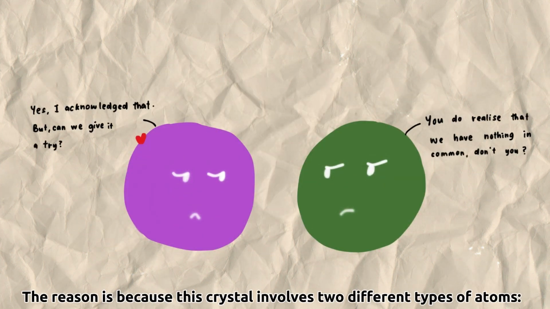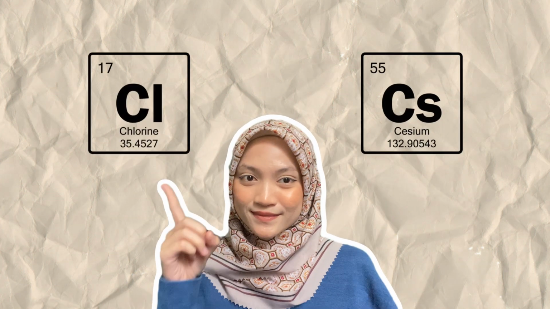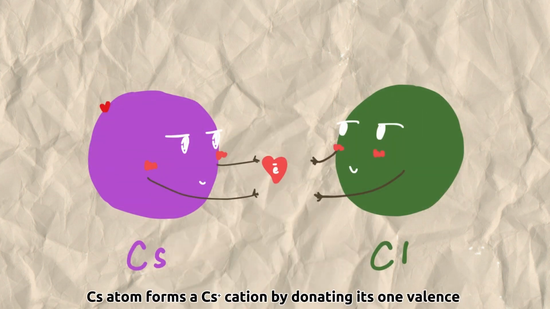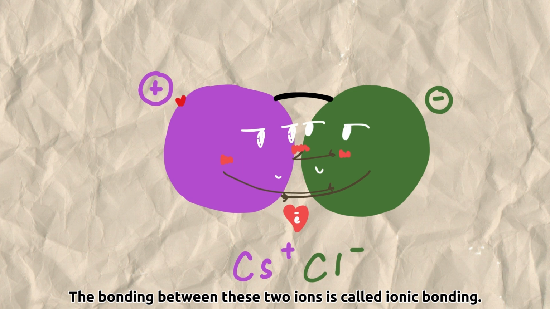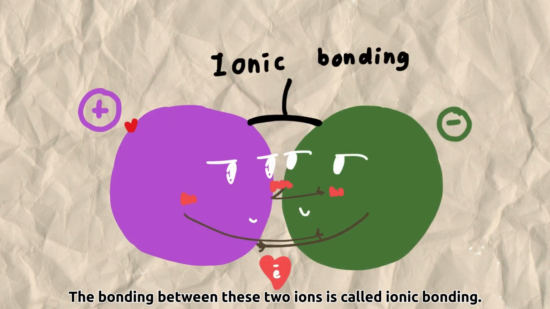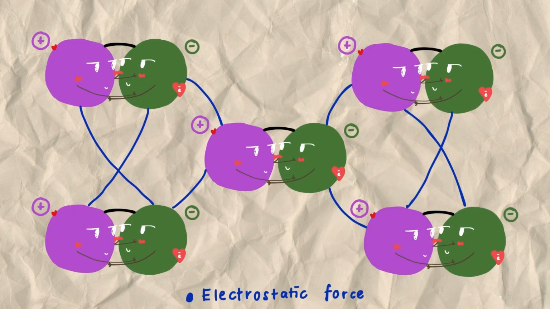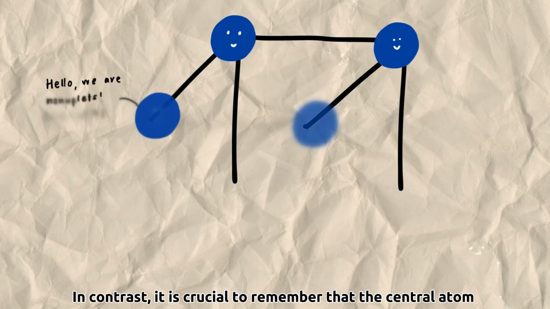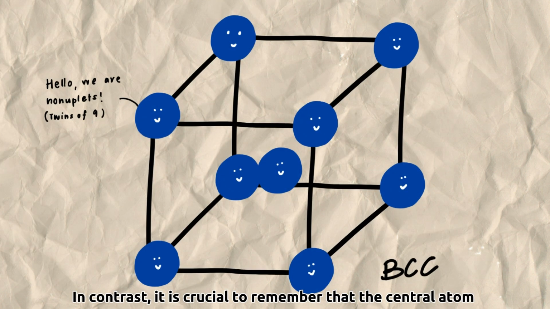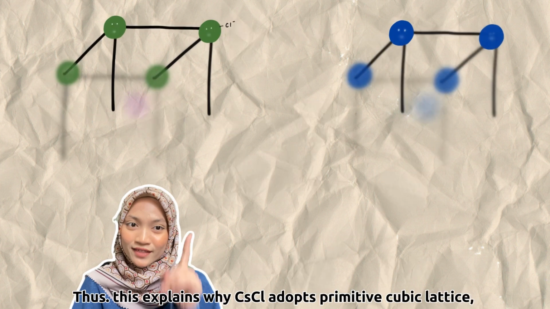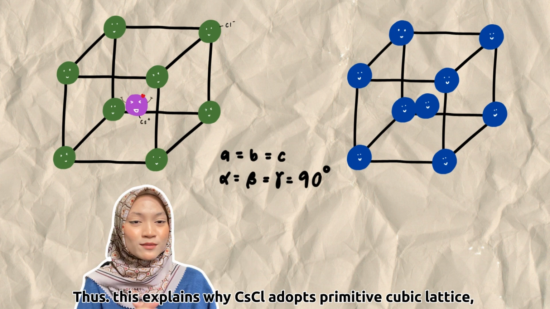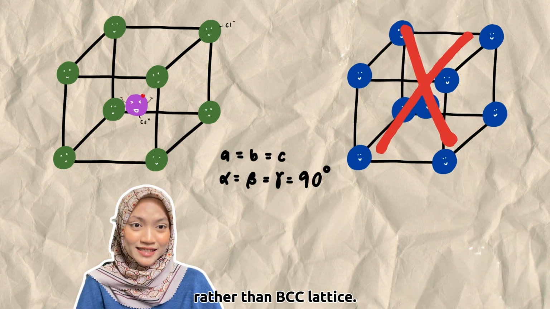The reason is because this crystal involves two different types of atoms, cesium and chlorine. The cesium atom forms a cesium plus cation by donating its one valence electron to the chlorine atom, forming a chloride anion. The bonding between these two ions is called ionic bonding. The ionic compound is held by a strong electrostatic force. In contrast, it's crucial to remember that the central atom in a body-centered cubic (BCC) lattice is the same type of atom as the corner atoms. Thus, this explains why cesium chloride adopts a primitive cubic lattice rather than a BCC lattice.